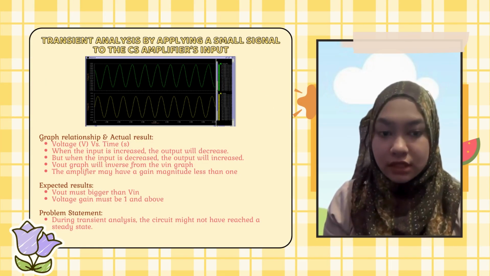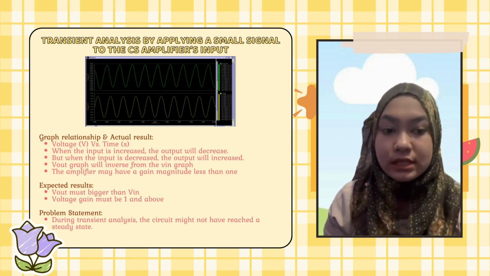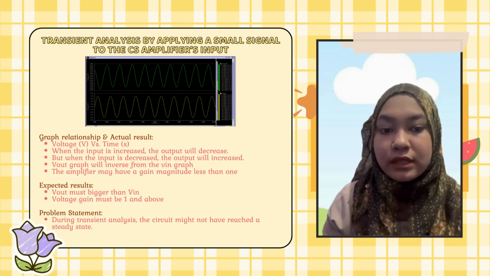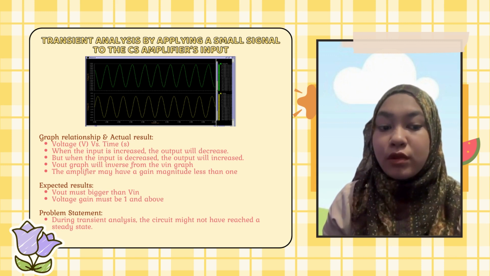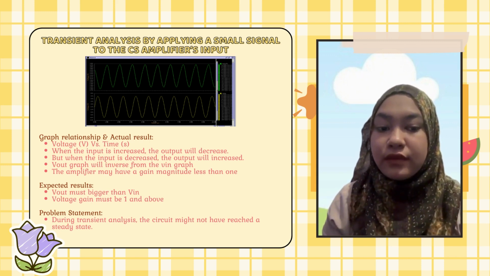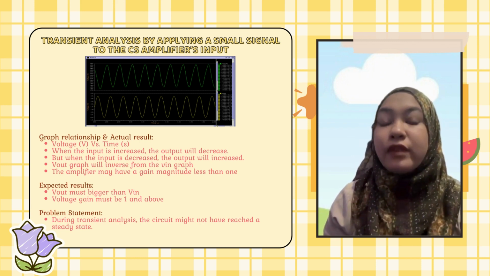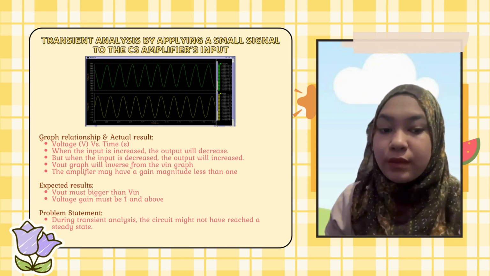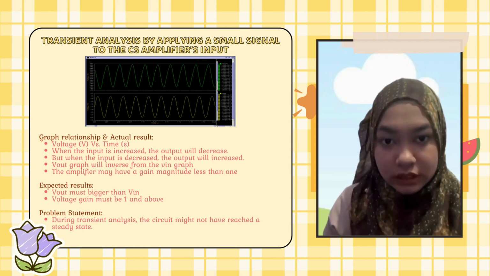Response refers to the initial behavior of a dynamic system following a sudden change or disturbance in its input. This analysis supposedly makes the Vin smaller than the Vout, and the gain must be 1 or more than 1. But in this lab, we got Vout smaller than the Vin, and this result also shows that the amplifier may have a gain magnitude less than 1. After doing research, maybe the problem is the circuit might not have reached a steady state.